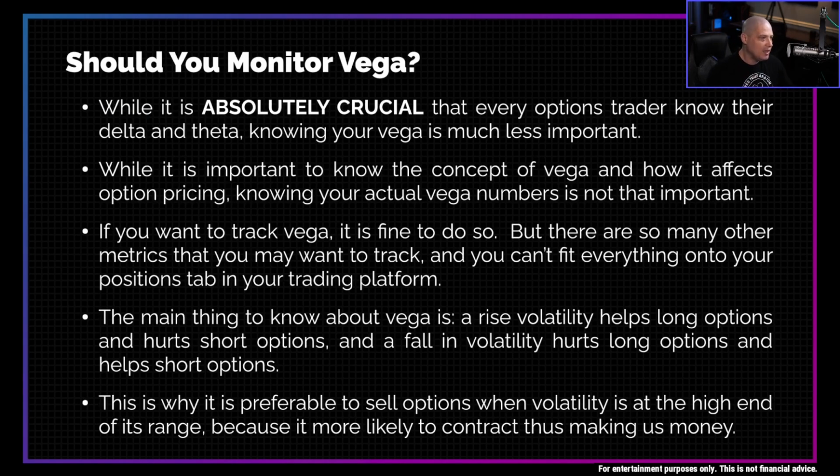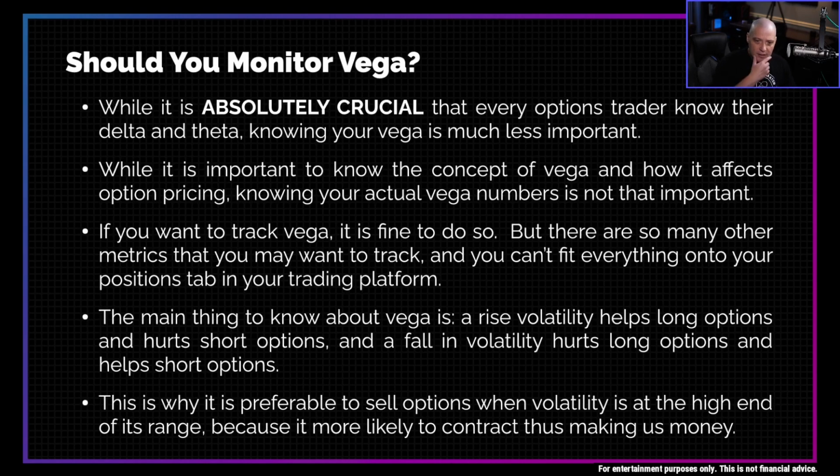We discussed this when we talked about Gamma as well, and just like Gamma, while I think it's absolutely crucial that every options trader knows their delta and their theta numbers, knowing your Gamma and your Vega is much less important. Really, what is important to know is just the concept of Vega and how it affects options pricing. You need to know that with long options, a volatility increase is a good thing, a volatility decrease is a bad thing. And with short options, it's the opposite. A volatility increase is a bad thing, and a volatility decrease is a good thing for short options. That's really all I need to know, and I think all you need to know. Knowing your actual Vega numbers, I don't think is all that important.